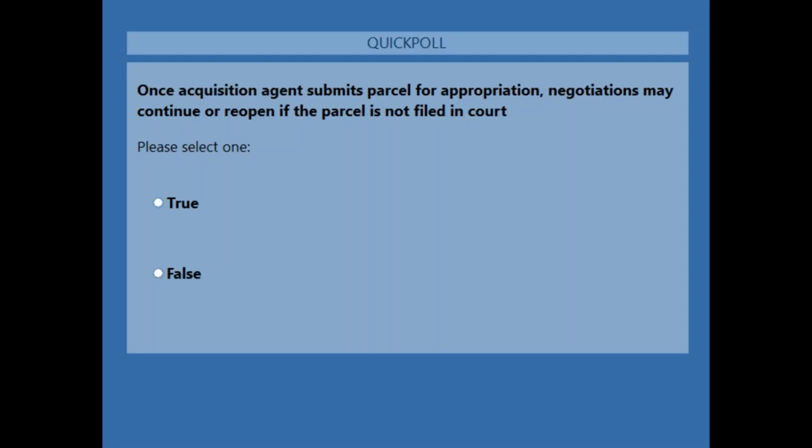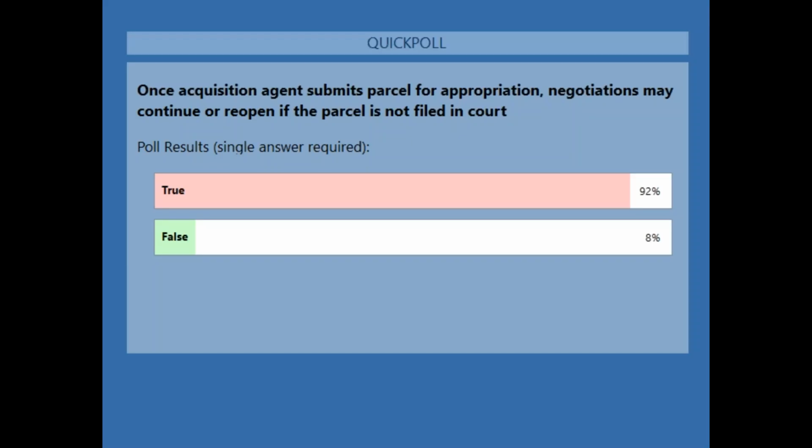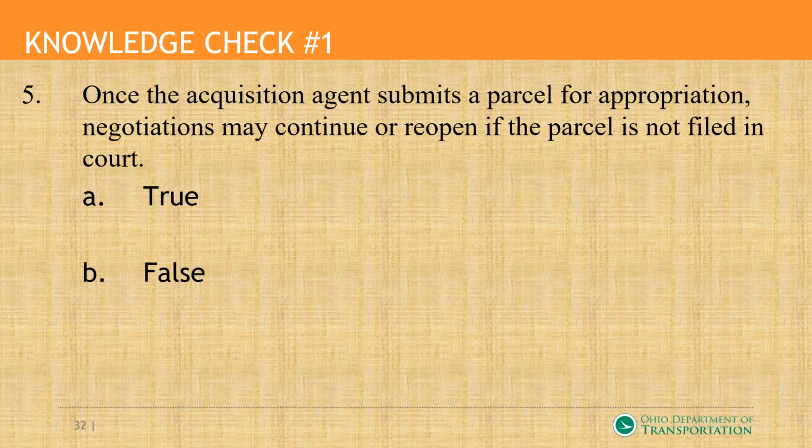Shared the next question on the poll. Once acquisition agent submits parcel for appropriation, negotiations may continue or reopen if the parcel is not filed in court. True or false? Not voting quite as quickly on this one. Let me share the responses. 92% said true and 8% said false. I've hidden the responses. So the 98% said got it there. Or 92%, I should say.